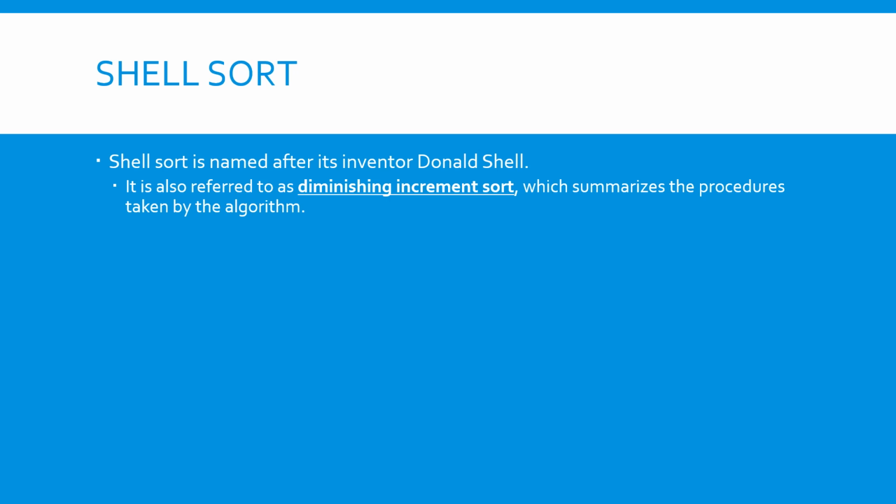Shell sort is named after its inventor, Dr. Donald Shell. The algorithm is also known as the diminishing increment sorting, which better describes the procedure it takes. As we proceed, it will be more clear to see why it is also called the name.